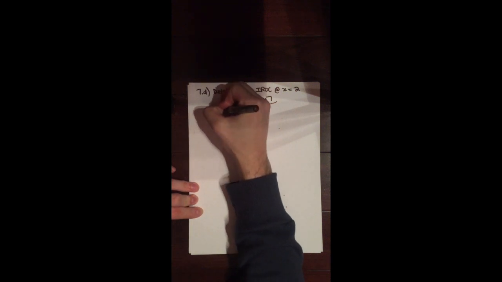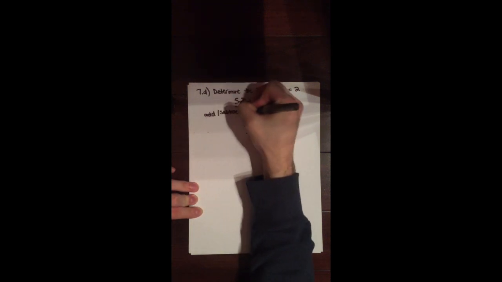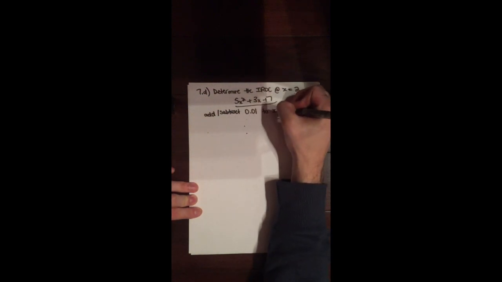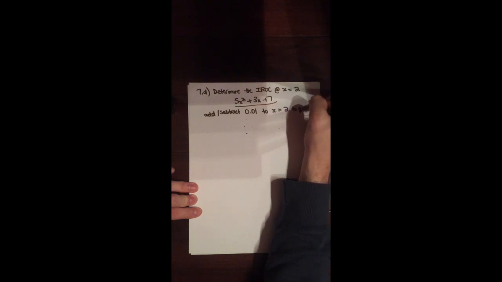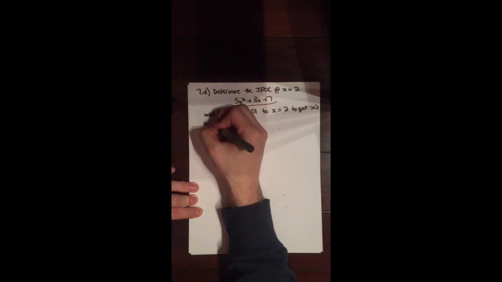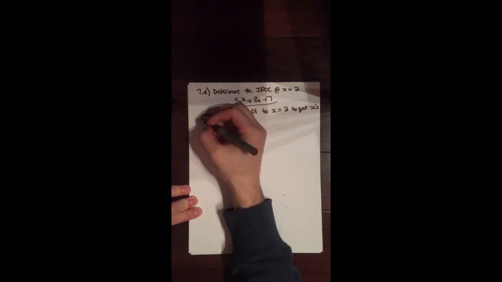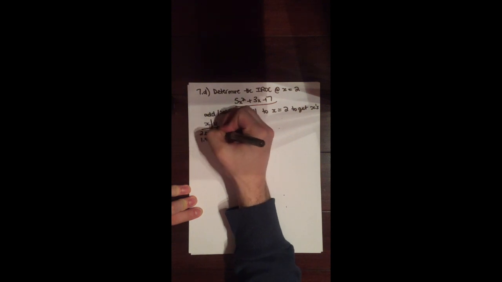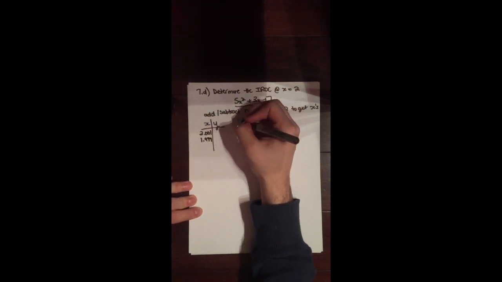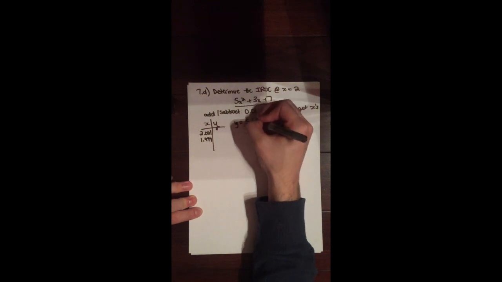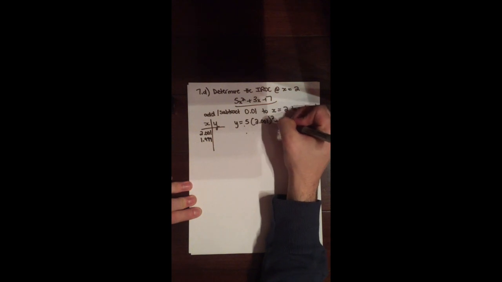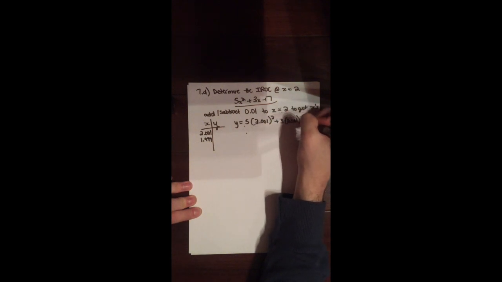Now for 7D, the fourth and final part of the problem, we're going to be finding the instantaneous rate of change for negative 2. So as we've done for the last three, the first step would be to add and subtract 0.01 to your x value, which is negative 2, to get your x's. Now, once you have your x's of negative 2.001 and negative 1.999, you're going to sub in your first x value, which is negative 2.001, into your original equation, which will give you your first y coordinate.